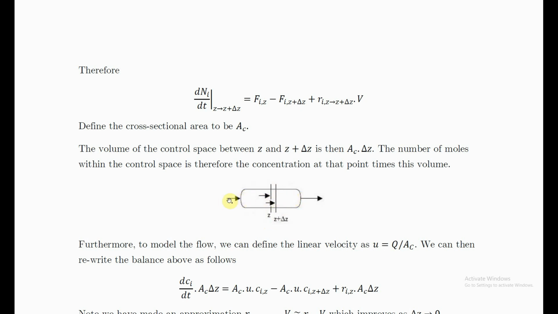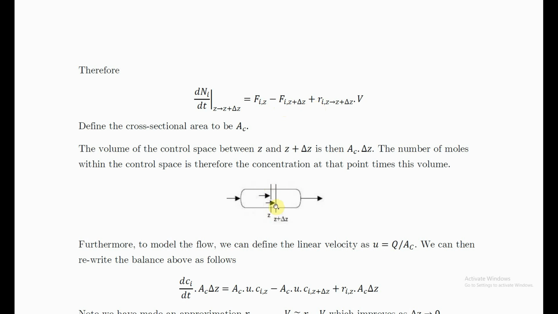And so the reacting flow through this tube is going to reach position Z at some stage. By definition, the molar flow rate of component I at position Z is Fiz. So that's the flow into this defined space of interest to us. And then we'll have a flow out of the space as well.